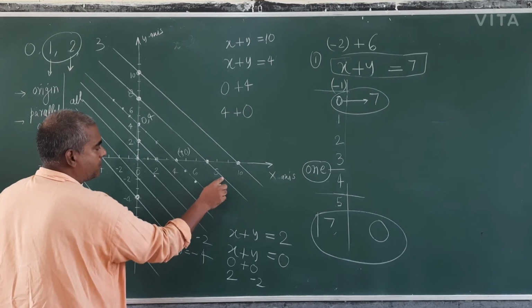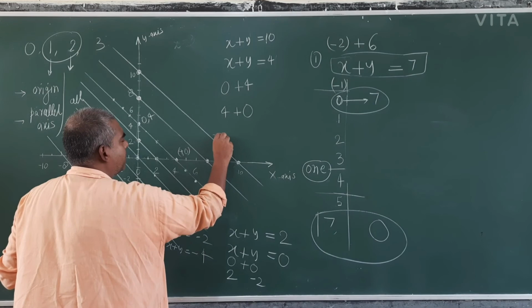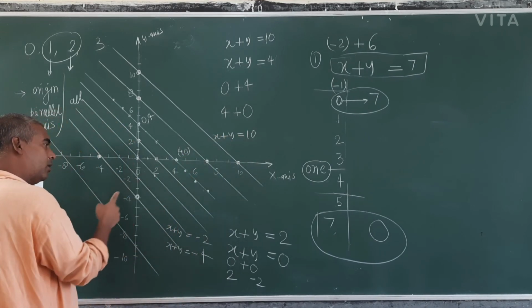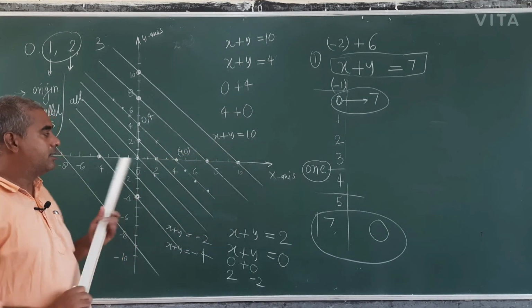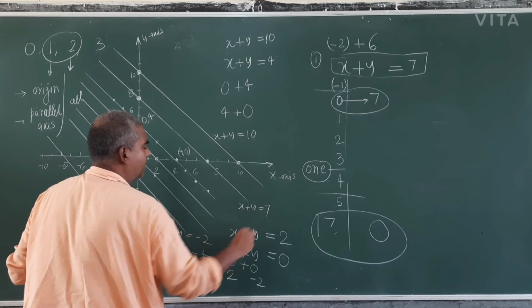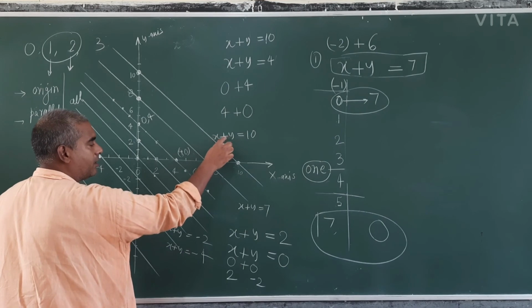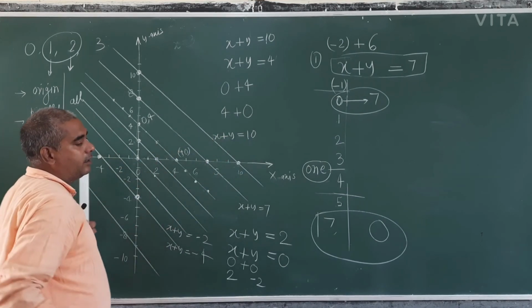So this is x plus y is equal to 7, this is x plus y is equal to 10, meaning all these lines represent the summation of two numbers is 10, the summation of two numbers is 7. So you are looking, I am not changing the coefficient of x and coefficient of y, only changing the constant, you get all the parallel lines.